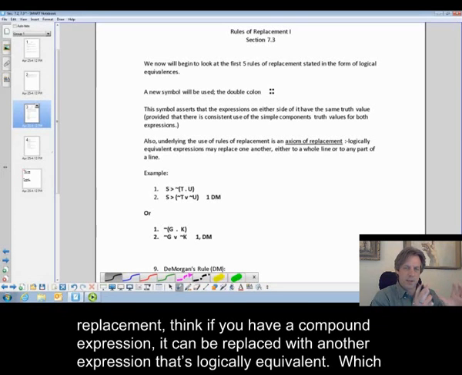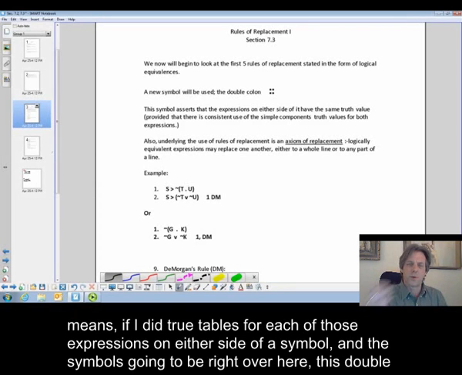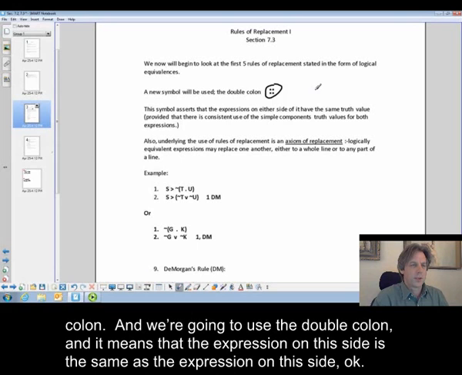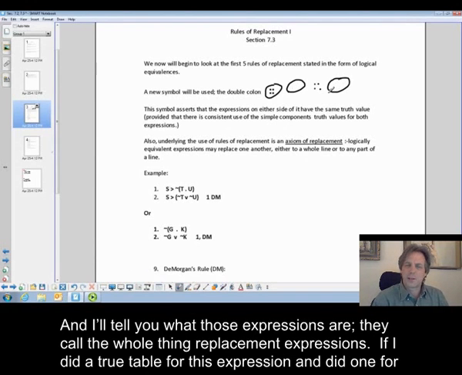Think of you have a compound expression. It can be replaced with another expression that's logically equivalent, which means if I did truth tables for each of those expressions on either side of a symbol, and the symbol is going to be right over here, this double colon. We're going to use the double colon, and it means that the expression on this side is the same as the expression on this side. I'll tell you what those expressions are. They call the whole thing replacement expressions.